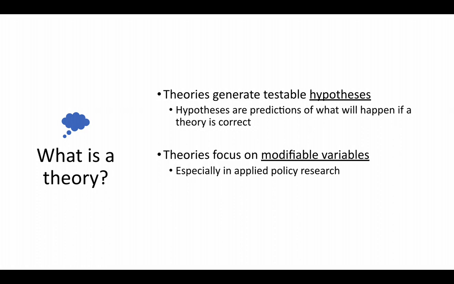And the theory also focuses on modifiable variables. Now, this is especially important in applied policy research because we always want some policy to address a social problem. Right? So you want to modify the problem in a positive way so that you can improve the well-being of the societal members.